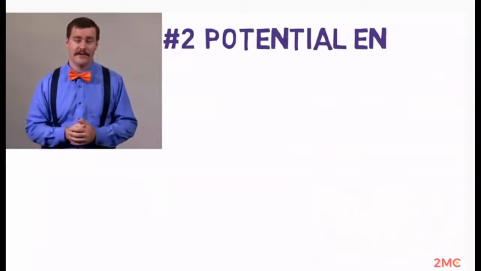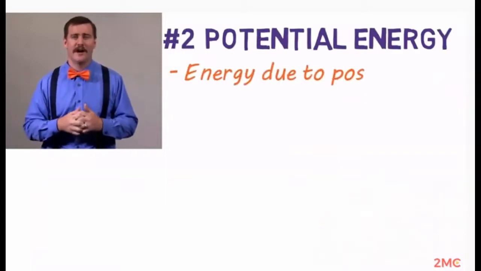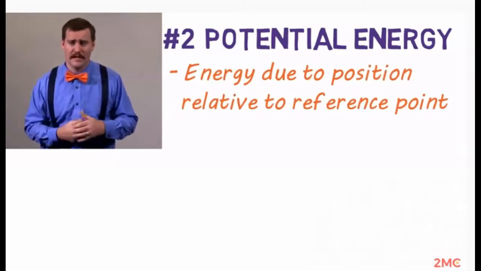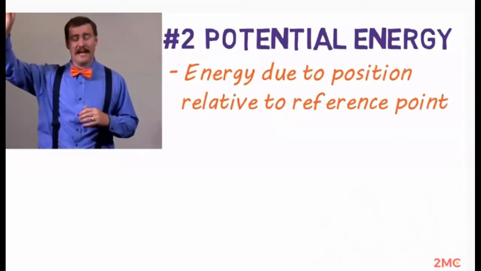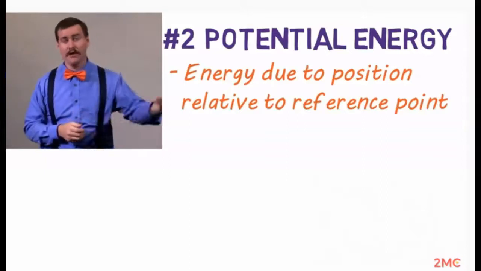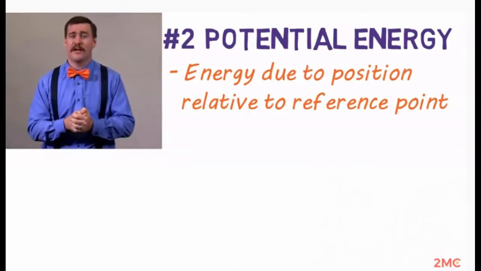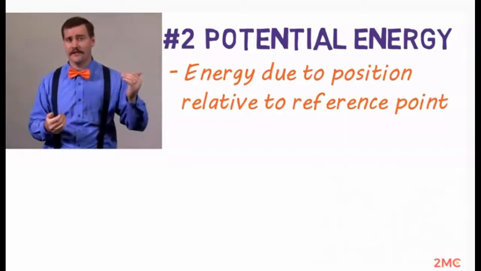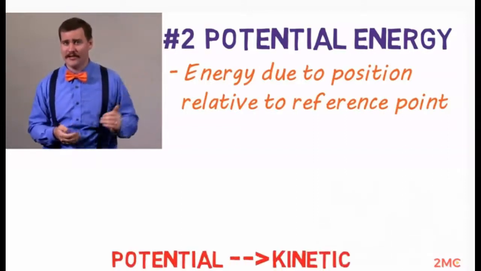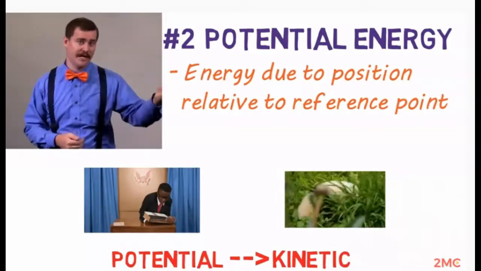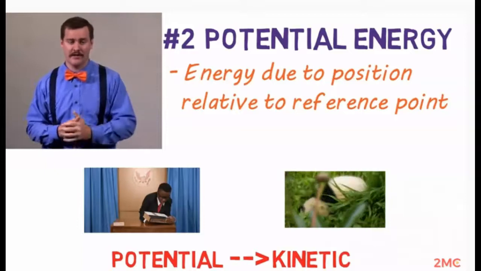Number 2 is potential energy. This is the energy that an object has due to its position relative to some reference point. So a book set on a shelf has potential energy. A ball at the top of a hill has potential energy. And in both cases, they have potential energy because it can be easily converted to kinetic energy, right? If the book falls off the bookshelf or the ball rolls down the hill, we're taking that potential energy and converting it to kinetic energy.